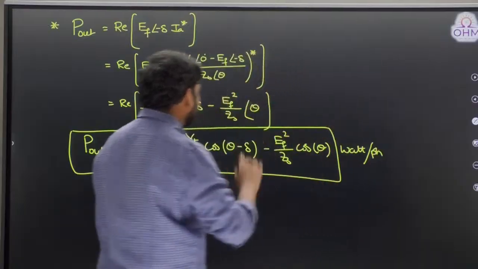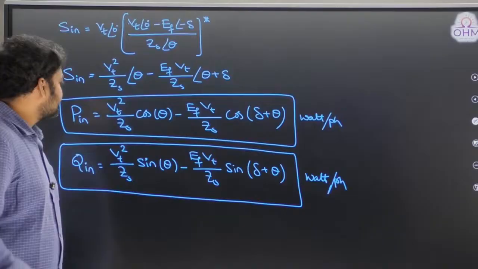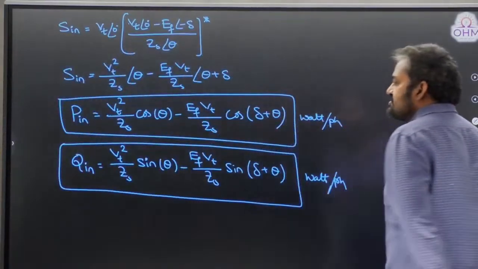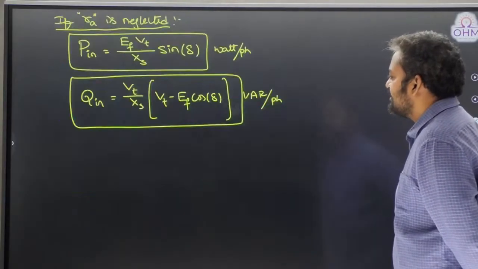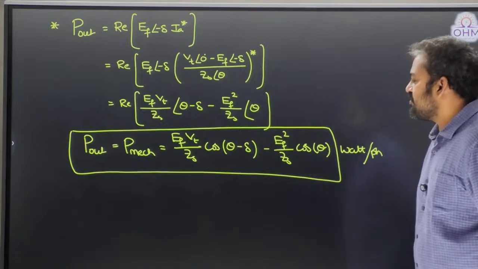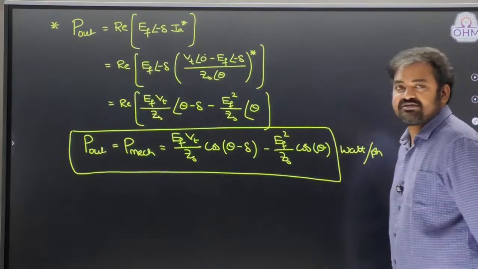Okay, this is the output active power. Got it? And this is the input active power. Input active power of synchronous motor. So Vt square by Zs cos theta minus EF into Vt by Zs cos delta plus theta. This is output active power: EF into Vt by Zs cos theta minus delta minus EF square by Zs into cos theta.